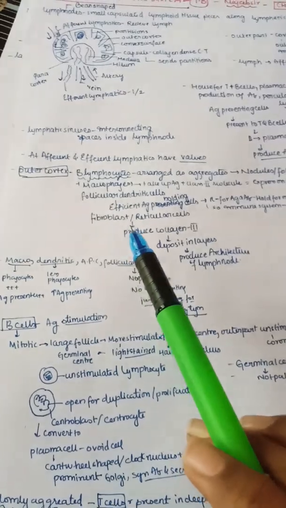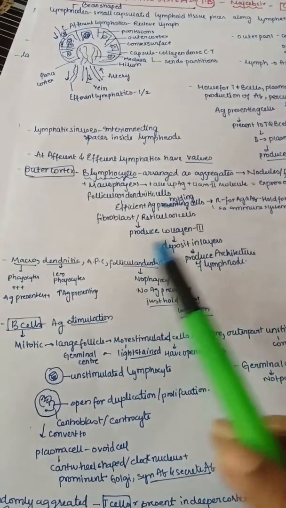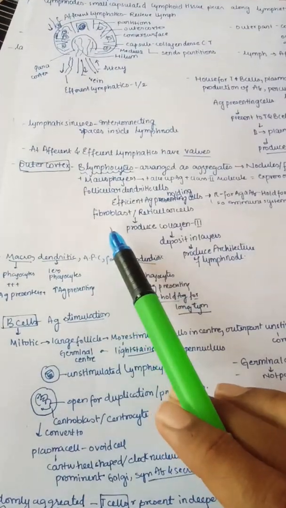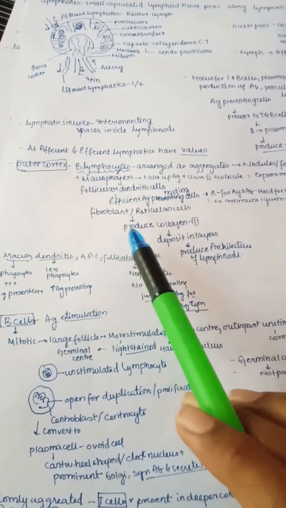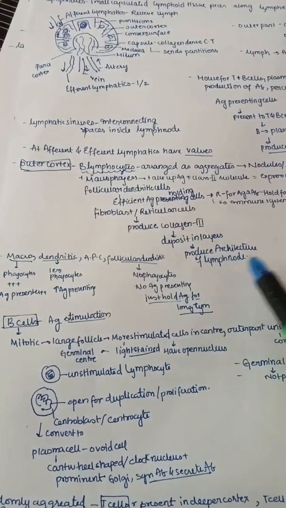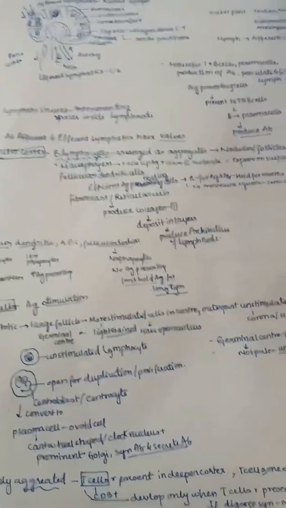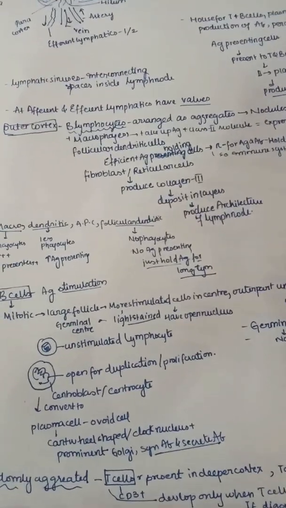Fibroblasts or reticular cells produce collagen type 3. These cells are also present in the outer cortex. They are mainly deposited in layers and produce the architecture of the lymph node. So these collagen fibers help to make up the lymph node.